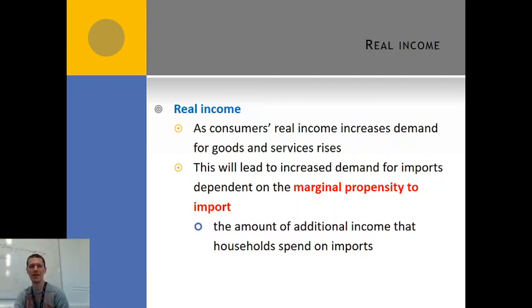So the general idea is that as we earn more money, we want nicer things, more luxurious things, whatever you want to say. And generally speaking, that means that we have to purchase imports, okay? So Britain is an importer in that respect.